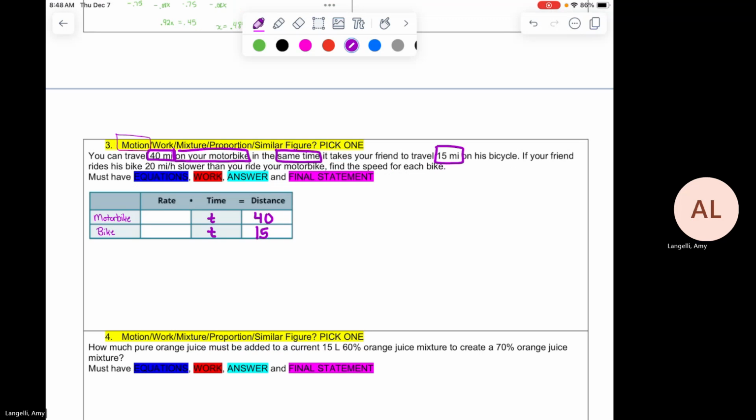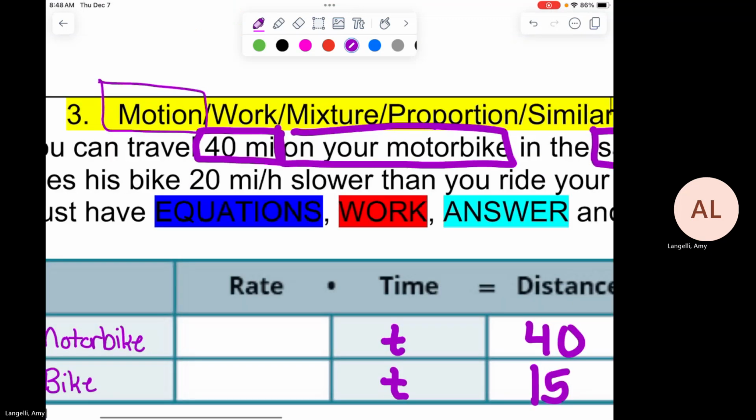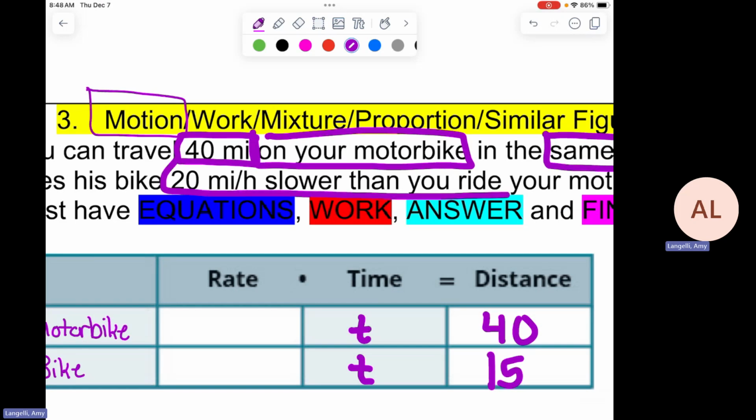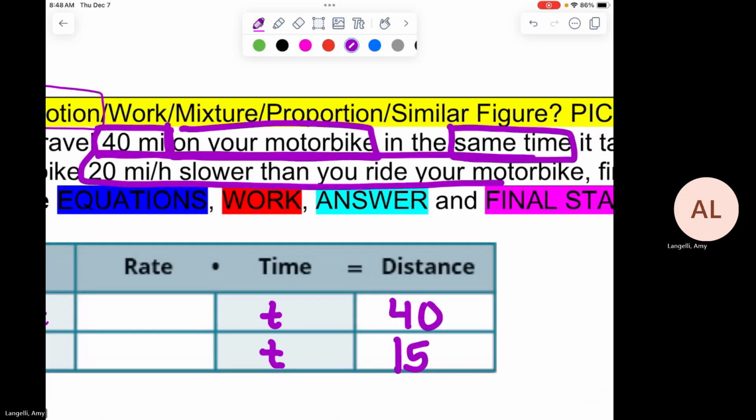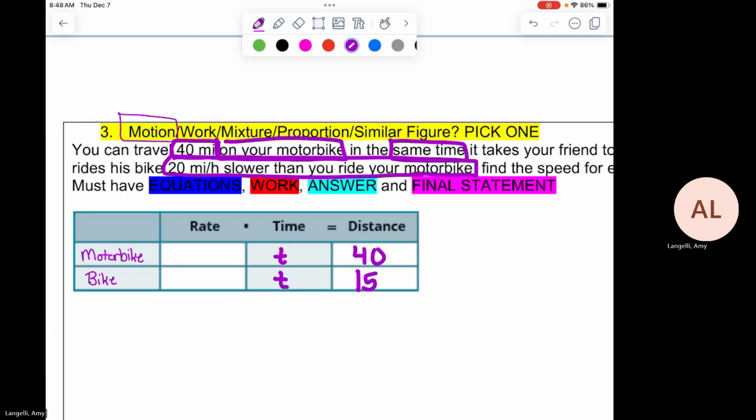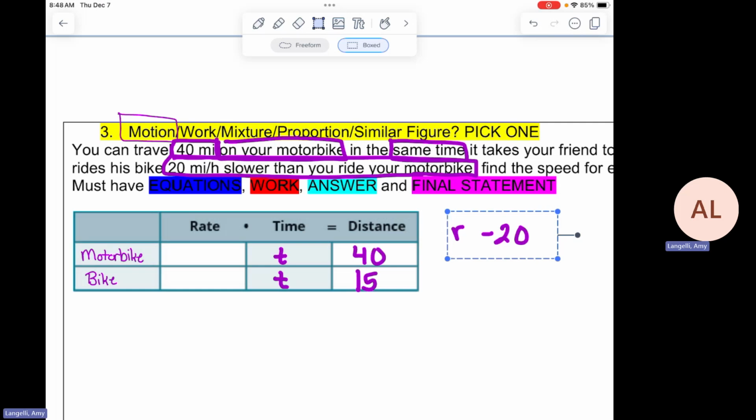If your friend rides his bike 20 miles an hour slower than you ride your motorbike, translate that into math. What's that? Yes, I'm going to use r minus 20 because r is rate, but you can absolutely use x minus 20. Where does that go then? So we have r minus 20, x minus 20. Where does that go? What's that? No, actually, because it says his bike is 20 miles an hour slower than his motorbike. So that means the bike gets the minus 20. And what would that make the motorbike then?